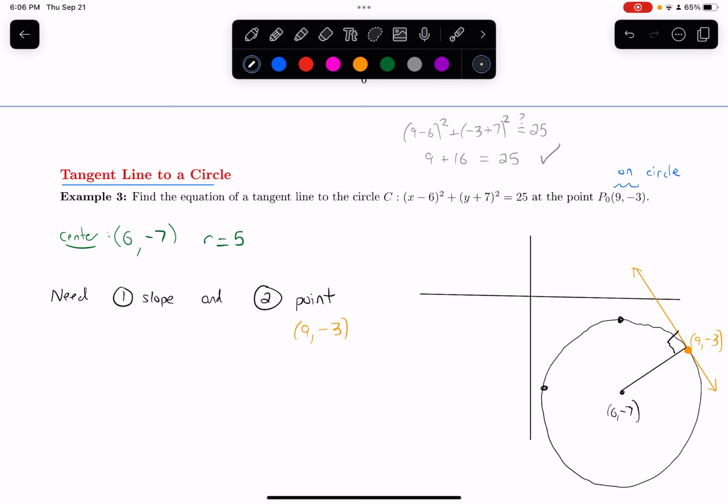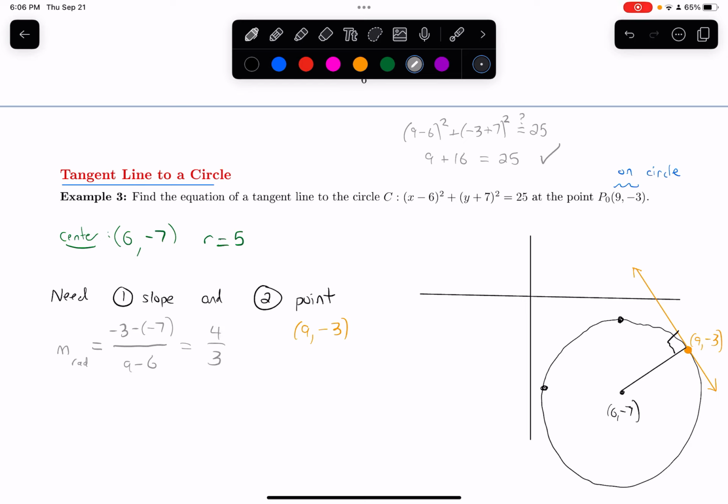So let me first get the slope of the radius. I'm going to call that m subscript rad for radius. So I'm going to use my slope formula. So change in y over change in x. So subtract the y values on top: -3 minus -7. Subtract the x values on the bottom: 9 minus 6. When I do that, I get 4/3.